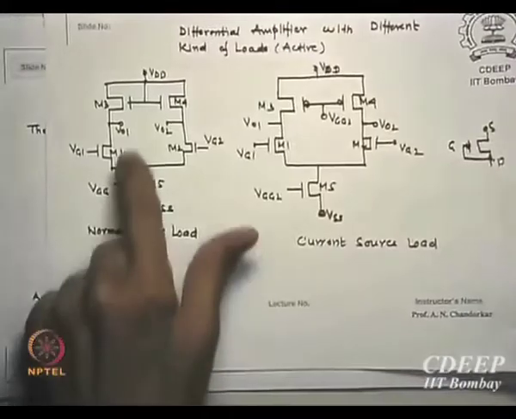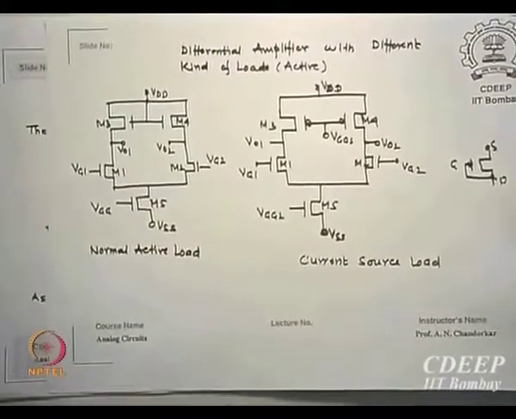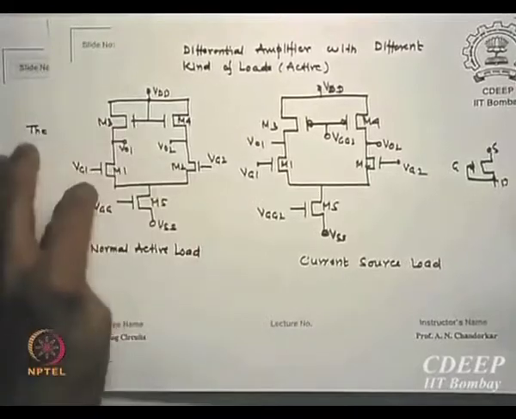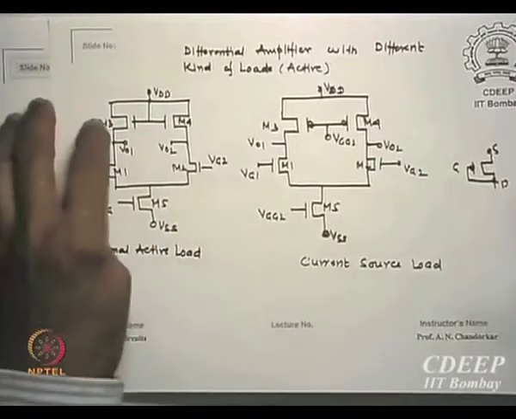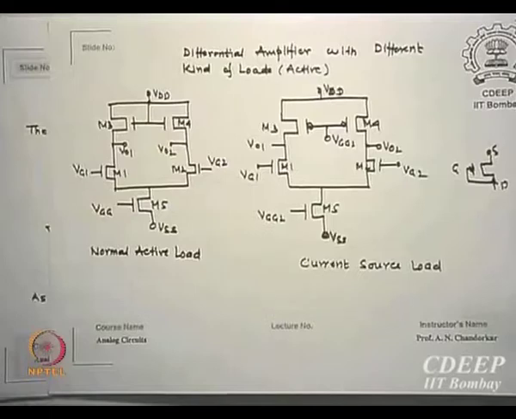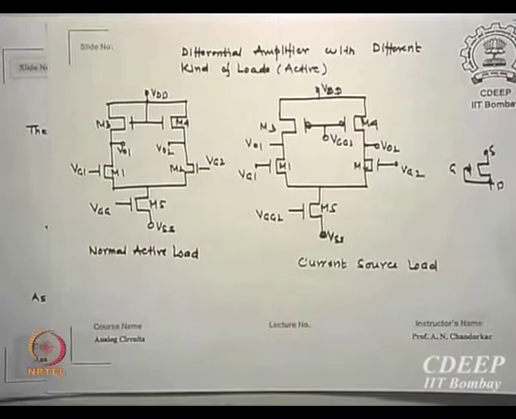I am referring to this figure, okay, and M1 and M2 are the drivers in which inputs are received, M3 and M4 act like loads, and M5 is the current source.